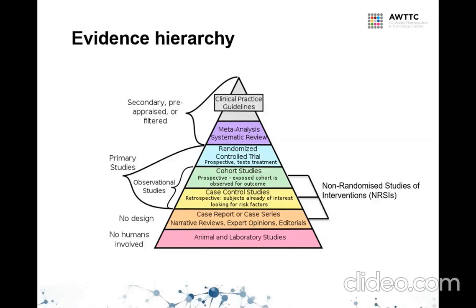The very top of the pyramid relates to what's called secondary evidence. So these are when more than one primary study is included. So examples of this are systematic reviews, meta-analyses, or clinical practice guidelines.